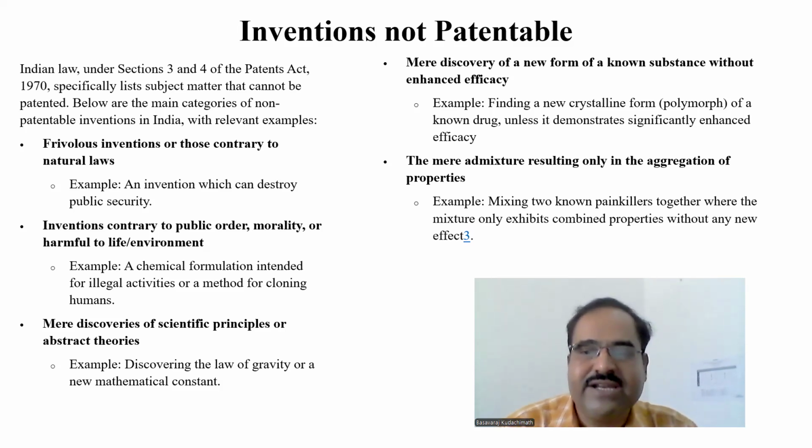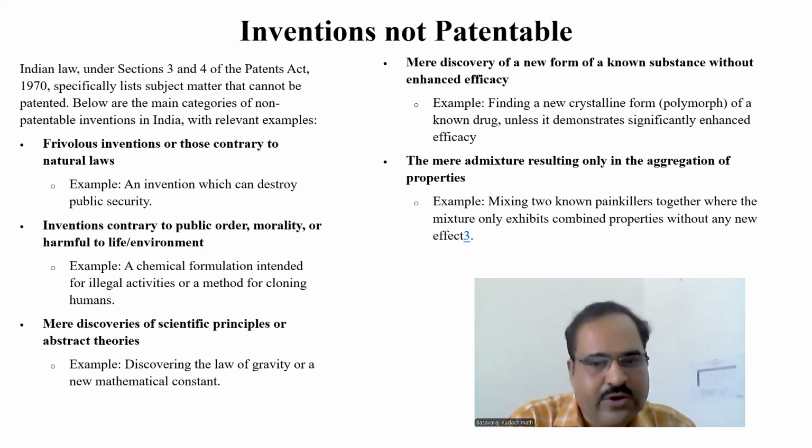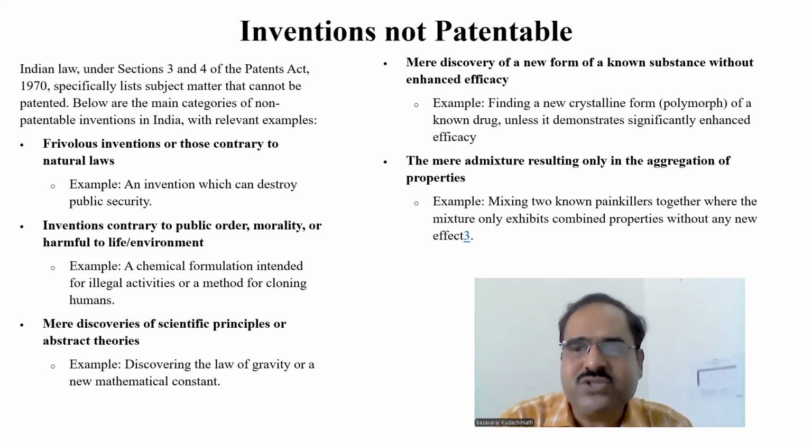That product is already in existence. Your new product, which is costly and does not satisfy the expectation, cannot be patented, because based on public utility, such kinds of products are disqualified. Finding a new crystalline form, or polymorph, of a known drug is not patentable unless it demonstrates significantly enhanced efficiency.